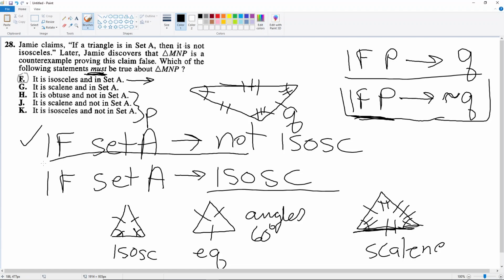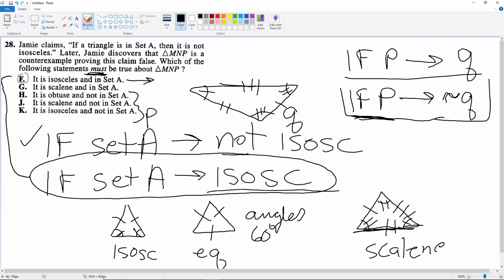So that's why it is F. I was going to say A. That's why F is the answer. It's in set A, if P, and it is isosceles, not Q, not isosceles. So that explains it. And then we also gave a little review of isosceles, equilateral, and scalene. That is all.